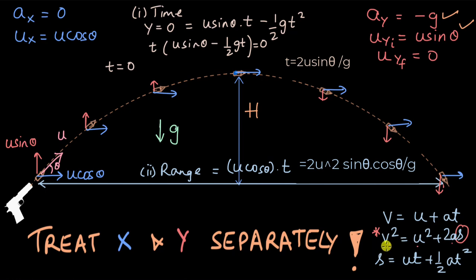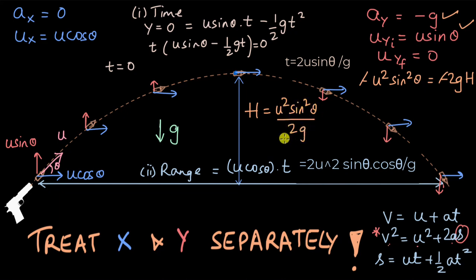So when we do that, this is v square, the final vertical component of velocity at the highest point. This is 0. U square would be u square sine square theta, and a is minus g. So when we take u square to the left hand side, that becomes minus u square sine square theta. And this is equal to minus 2g h. Minus gets cancelled off, and h becomes equal to u square sine square theta divided by 2g. And this is the third thing. This is the maximum height.